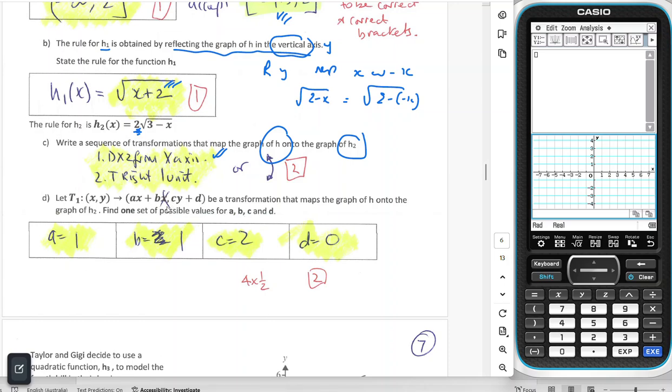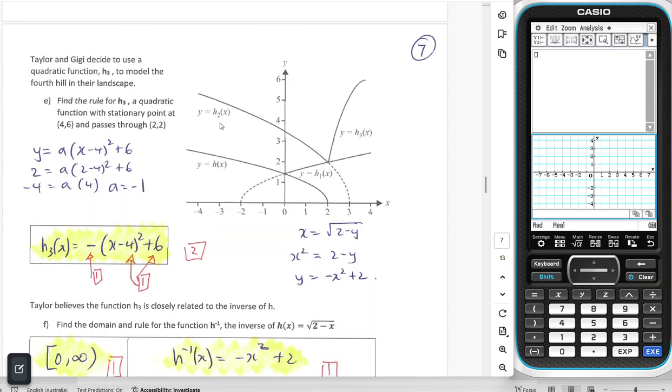If I wanted to put that in mapping notation, I didn't dilate away from the x-axis, so that's going to be 1. I did move 1 to the right, so that's going to be 1. I did dilate by a factor of 2, so C will be 2. And I didn't do any translation, so D is equal to 0.